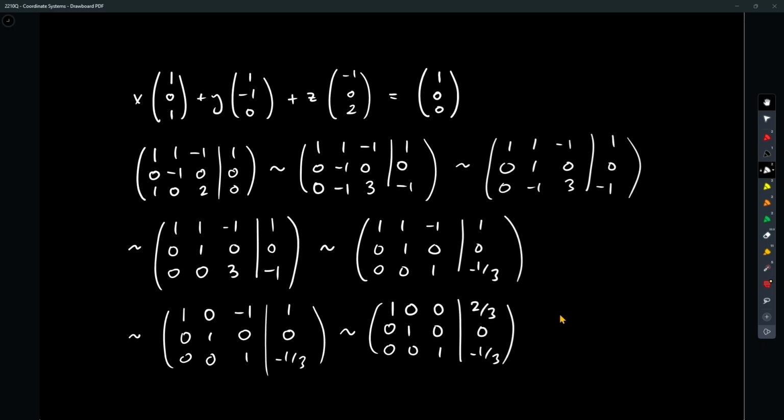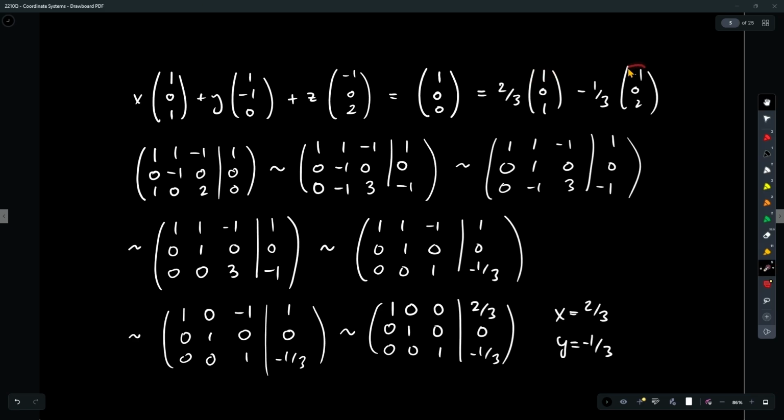So this tells me that x needs to be 2/3 and y needs to be minus a third, which let's see if that is true. So 2/3 of (1, 0, 1) minus a third of (minus 1, 0, 2), that would be 2/3 plus a third, which is 1. 2/3 times 0 minus a third times 0 is 0, and 2/3 minus 2/3 gives me 0. So yes, that is true. And you can see that in fact there is a unique solution.